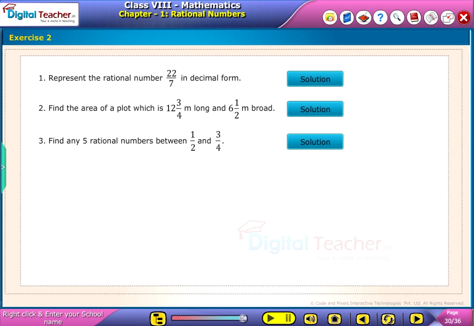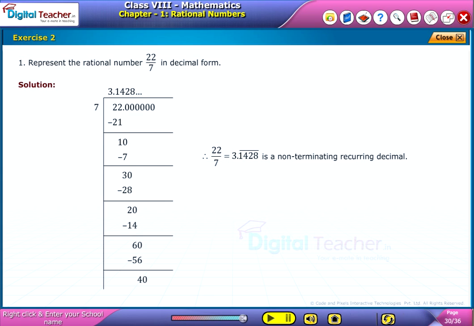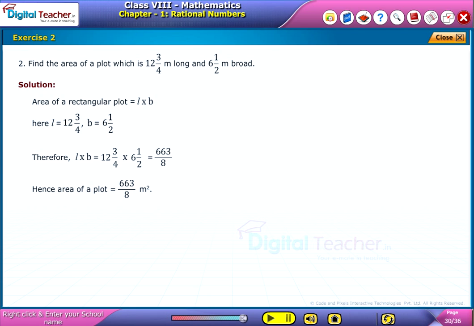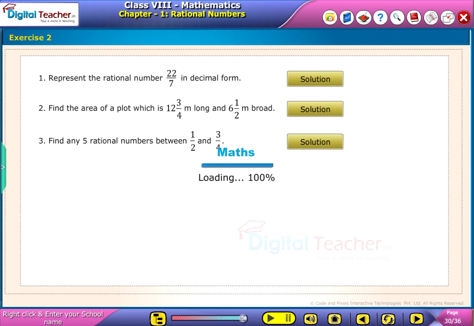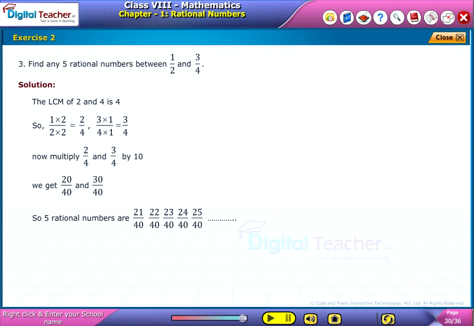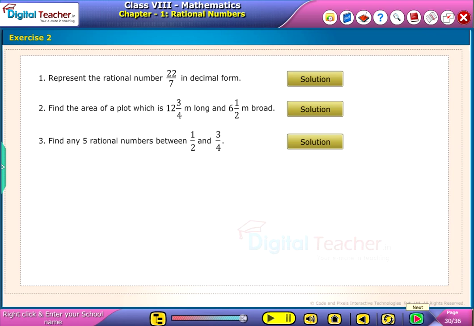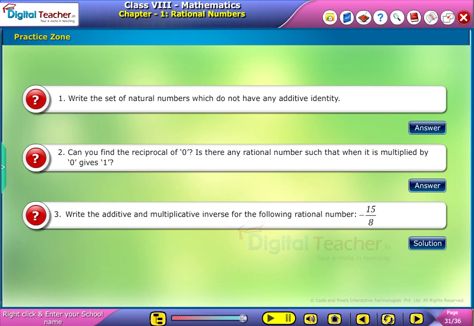Let us solve a few exercise problems. Try to solve the problems in the practice zone on your own.